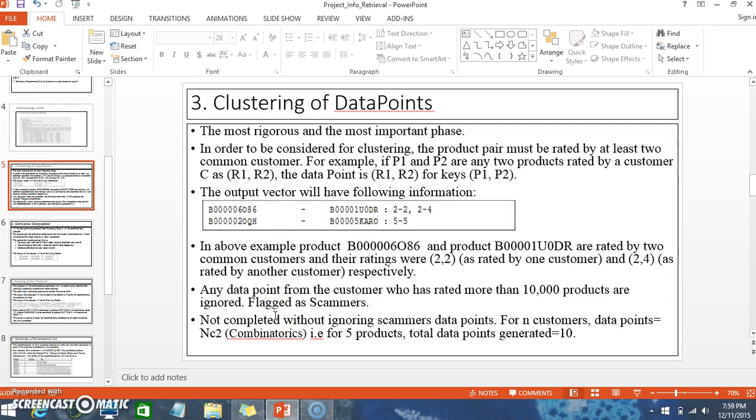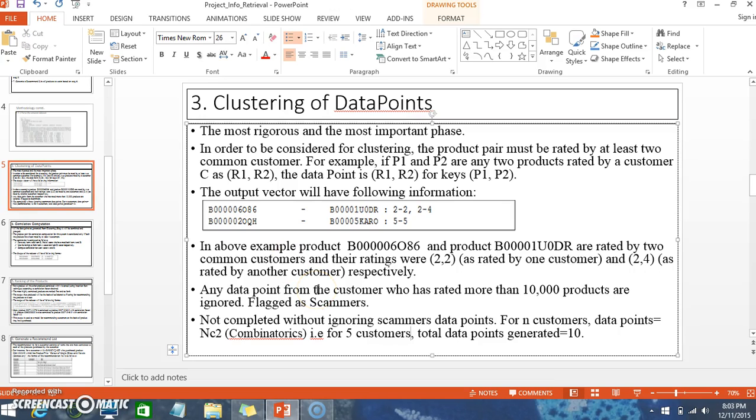So, coming back to our main topic, which is how the clustering technique has been implemented in the system. The data points are generated using the combinatorics approach, that is NC2. For example, if there are 5 customers, then the data points generated for these 5 customers is 5C2, which means that 10 data points will be generated for these 5 customers.